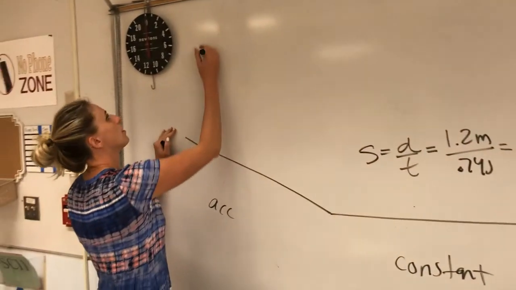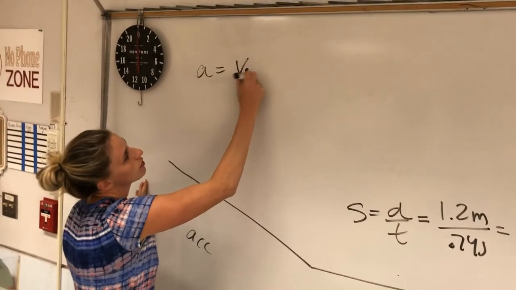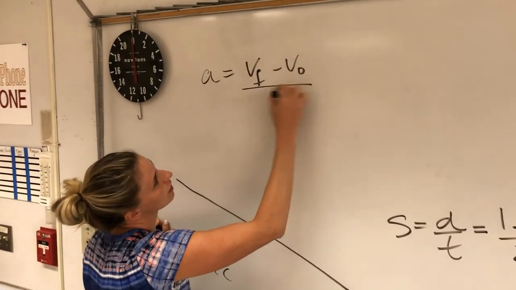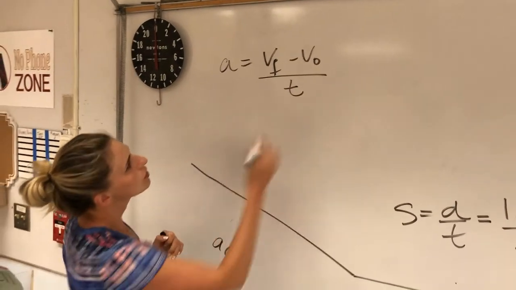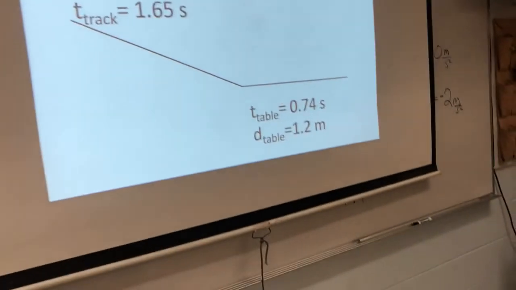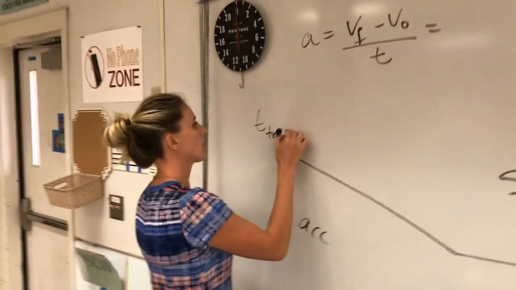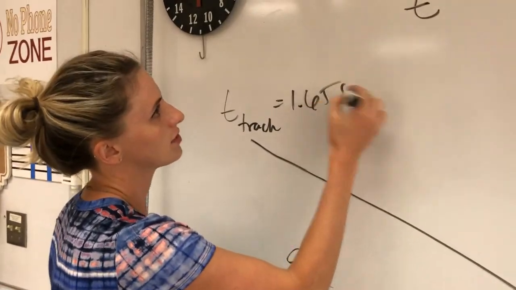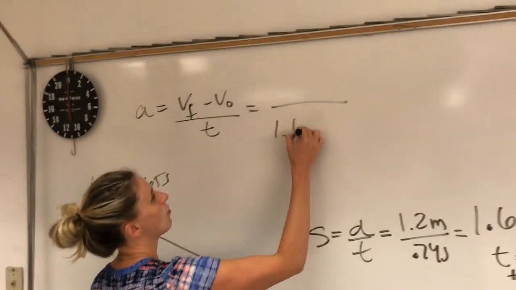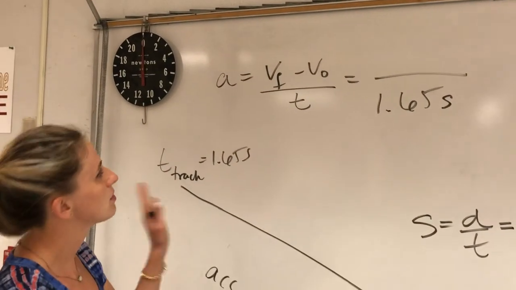What is the acceleration on the track? What's that equation for acceleration? Acceleration equals v final minus v initial over t. Okay, and how long was it on the track for? 1.65 seconds. So the time for the track is 1.65 seconds. Okay, let's plug that one in. 1.65 seconds.